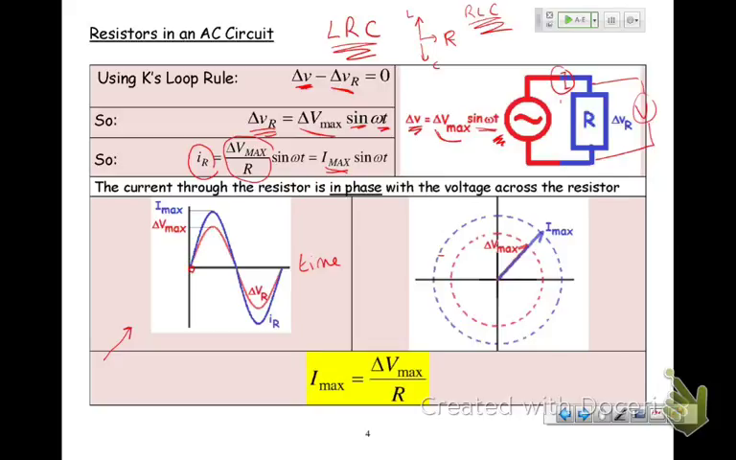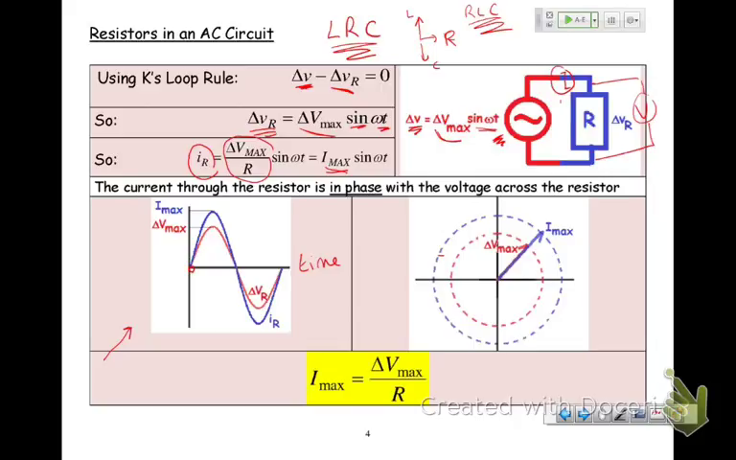So, remembering that delta V is equal to delta V max sine omega t, and substituting in for L di by dt, I get di equals delta V max over L sine omega t dt, and if I integrate that, I get I is equal to delta V max over L times the integral of sine omega t dt. So I, through my inductor, is equal to minus delta V max over omega L, because I take that out, cosine omega t.